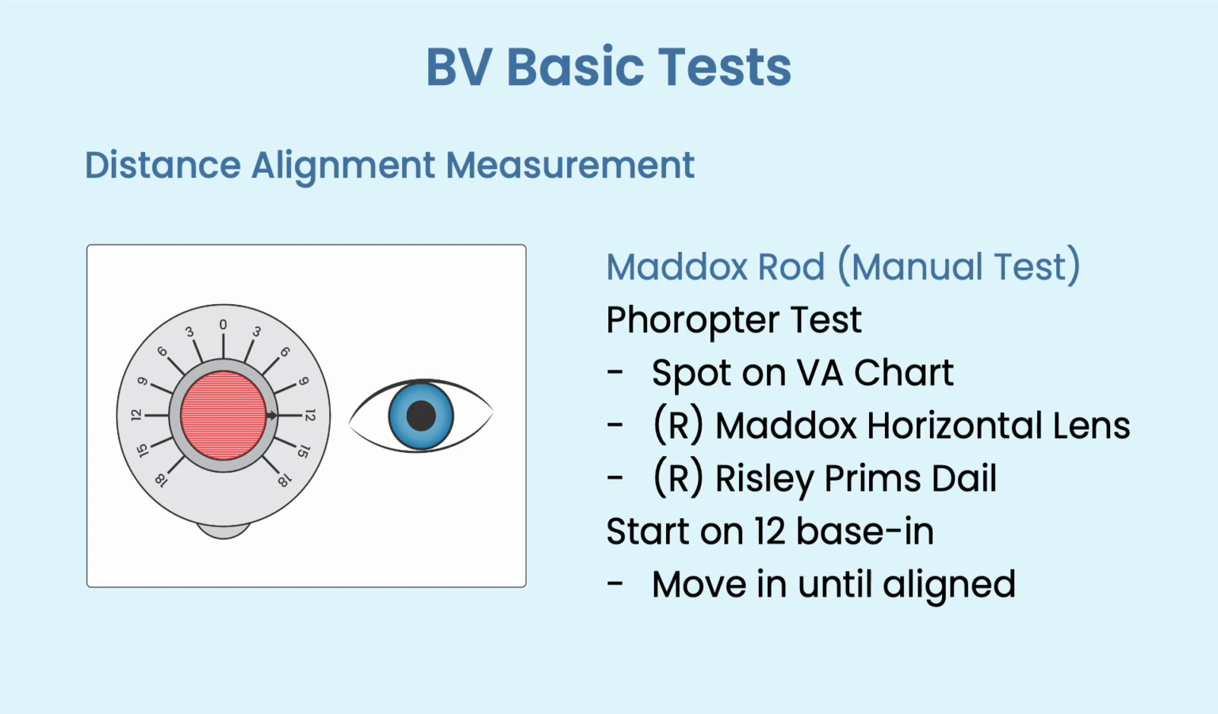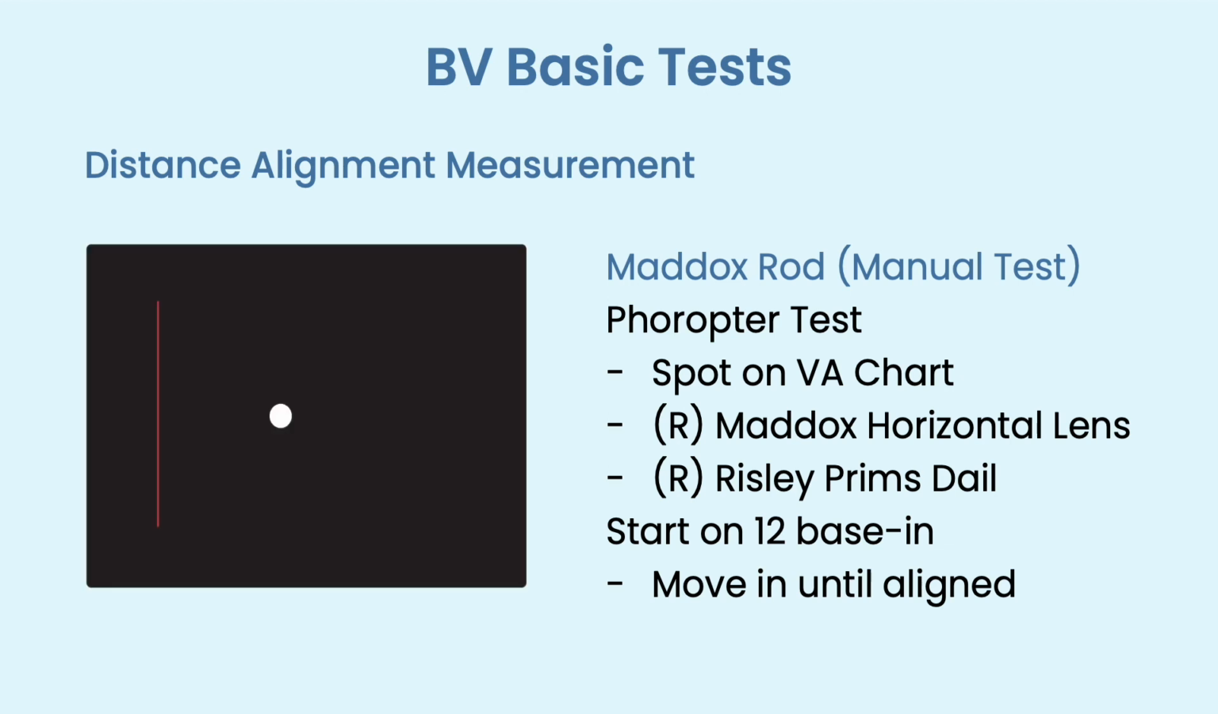I like to start the test with the Prism dial on 12 base in, or towards the nose, because then usually the patient will see a white circle and a red line, and adjusting the Prism dial closer to 0 will move the red line closer to the white circle.